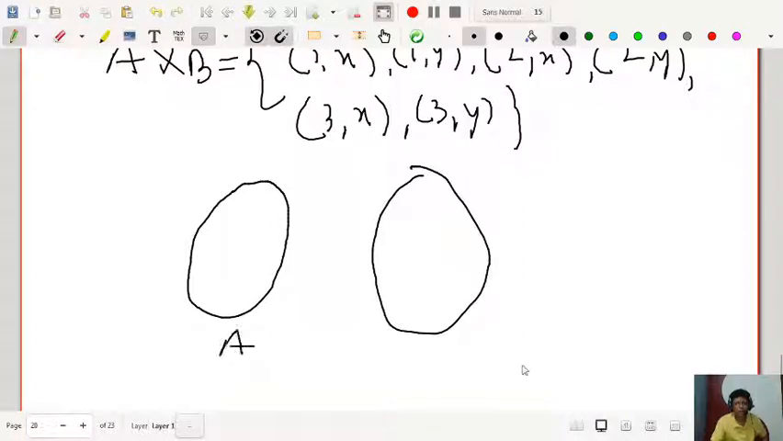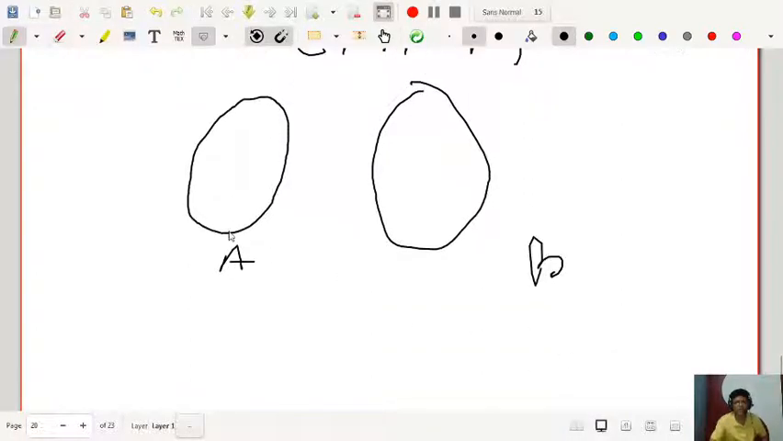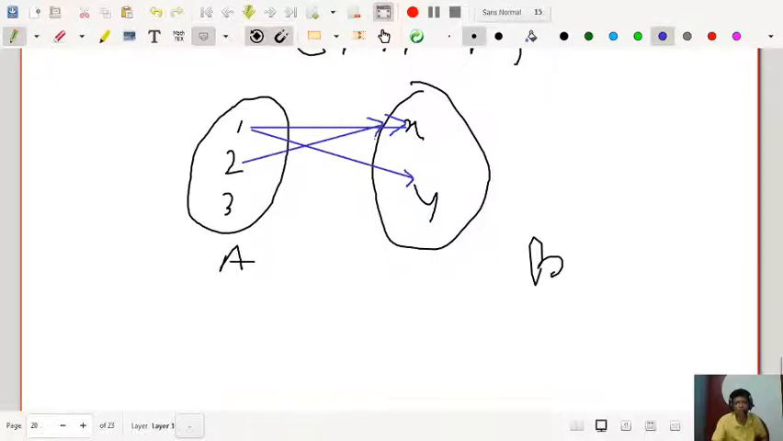This is your set A, this is your set B. Now this is your 1, 2, 3. This is called a ray diagram. So you are connecting 1 with x, 1 with y, 2 with x, 2 with y, and 3 with x, 3 with y. That means the Cartesian product is that every element in A is connected to every element in B. That is called the Cartesian product.